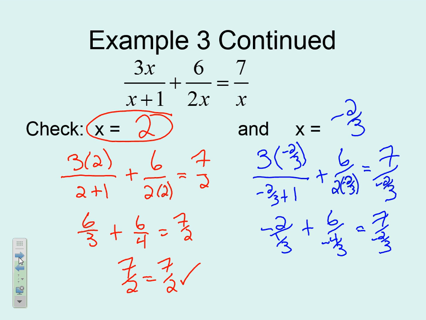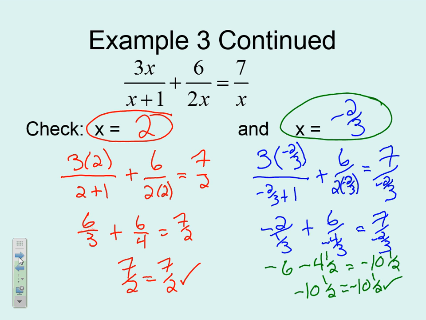Now I just type these in my calculator. So here I got negative 6, and then this turned into a negative 4 and a half, which equals this over here is negative 10 and a half. Simplify, I get negative 10 and a half equals negative 10 and a half, and negative 2 thirds is also a solution.